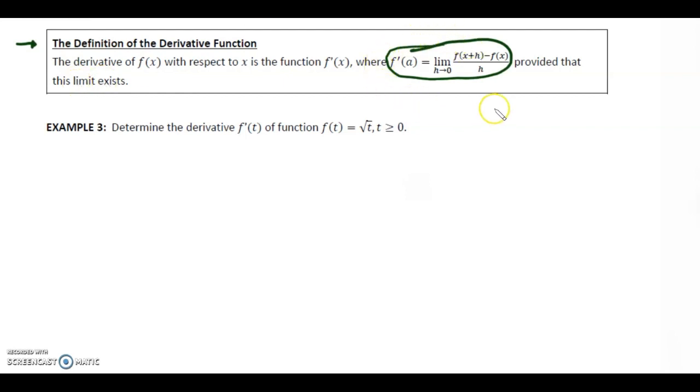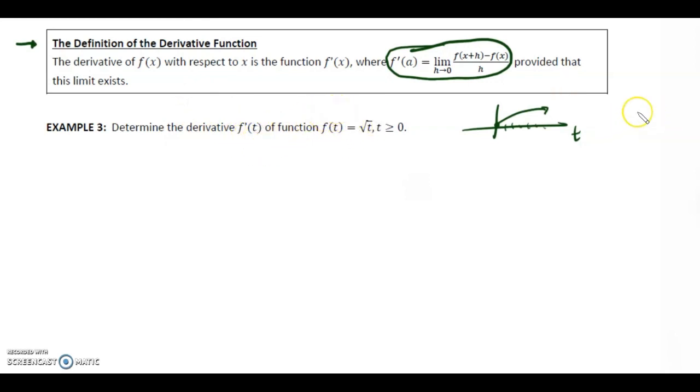So let's use this definition of the derivative function for example 3. Determine the derivative f prime at t of the function f at t equals root t, such that t is greater than or equal to 0. Okay, I do want to review this. Root t would be like this. So the domain on that is t greater than or equal to 0, right? All of these numbers. Okay, so let's determine the derivative of this function.